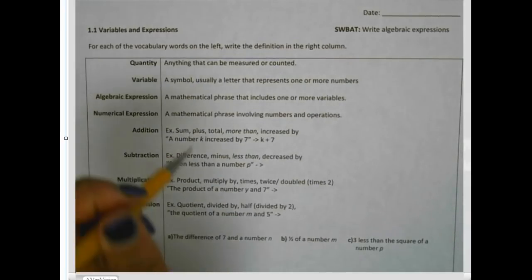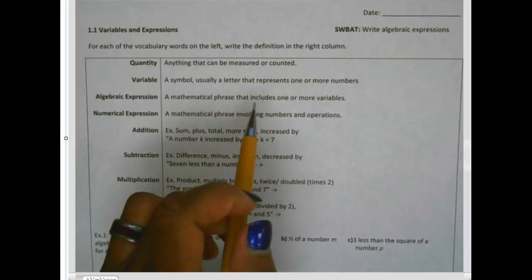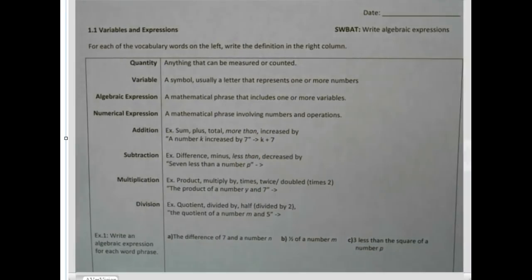Quantity is anything that can be measured or counted, like the number of students, the cost of a movie, the colors in a rainbow, or even time. How much time did you spend doing XYZ? That's quantity. Variable is a symbol that's usually a letter that represents one or more numbers. The most common ones that we see are X and N, but it can be anything like T or J or M, whatever you like.